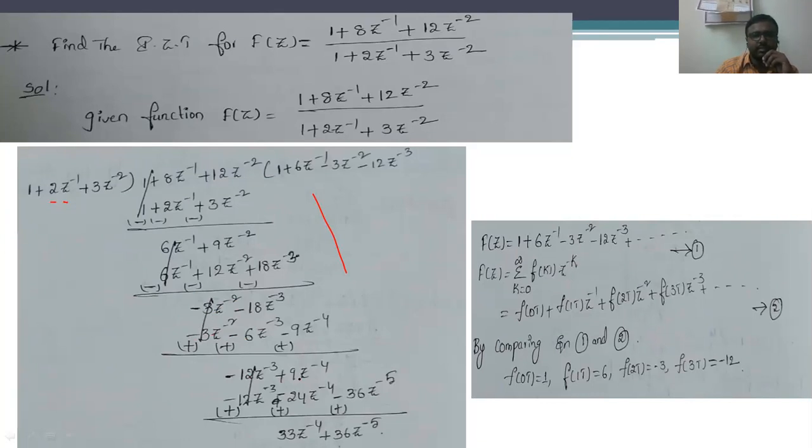z^-4 + 9z, and after that we have to subtract and we have to cancel this -12z^-3. Just the denominator value, that is the divisor value, is going to be multiplied with -12z^-3. So after that, finally we are going to get the remainder value, that is 33z^-4 + 36z^-4.